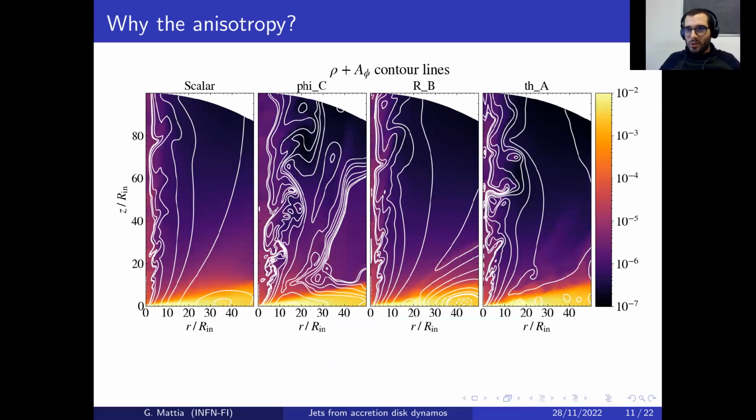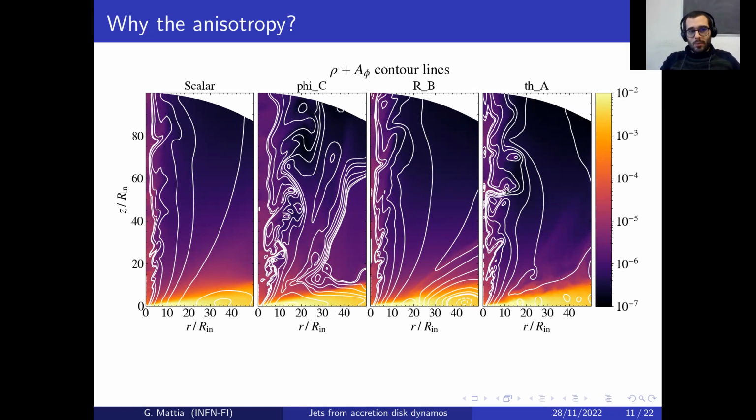So why do we need a non-isotropic dynamo? Can't we just use a scalar? It's easier to implement and easier to parameterize. So why do we need something like that? Well, here there are some simulations where I changed the parameters. In the second from the left, I changed the phi component. In the third from the left, I changed the r component. And in the last simulation, I changed the theta component of the dynamo.